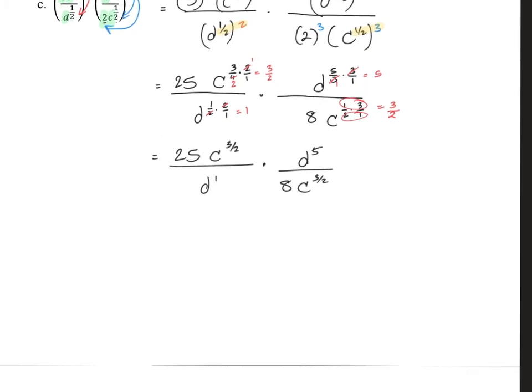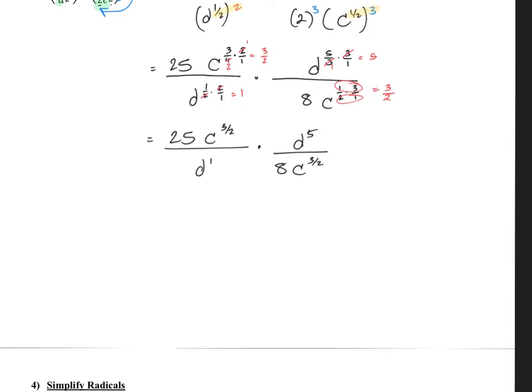Alright, so here we are. Let's see, I'm going to go ahead and combine these two together, so multiplying it all out. I have 25c to the 3/2 times d to the 5th power all over, and I'm going to rewrite this a little bit. I'll put the 8 first, then the c 3/2, and then the d to the 1.